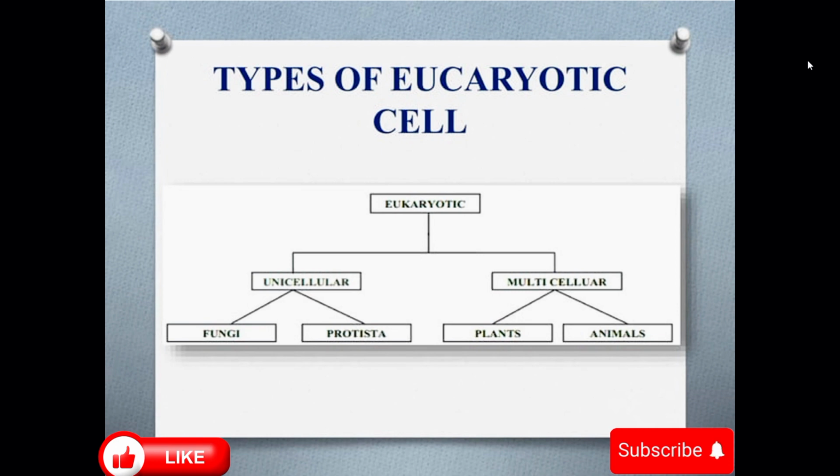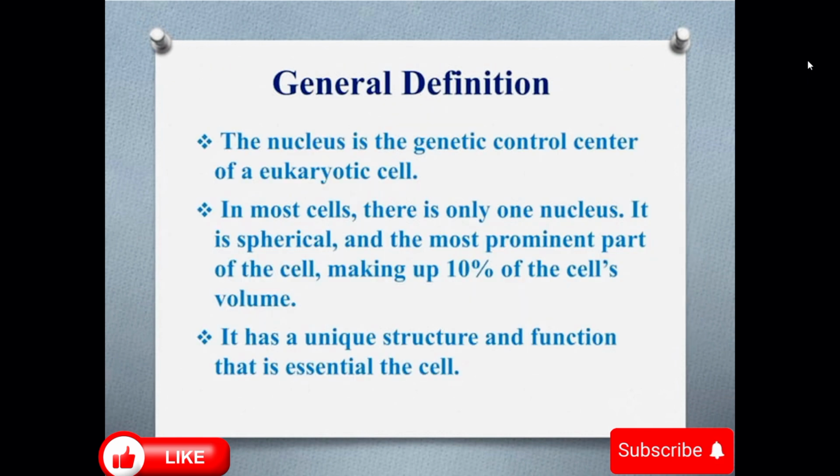So based on the presence and absence of the nucleus, the cell can be divided into prokaryotic and eukaryotic cell. And the eukaryotic cell may be either unicellular, for example some protists and fungi, or multicellular, like plants and animals, where the body is composed of many cells. The nucleus is the genetic control center of a eukaryotic cell.